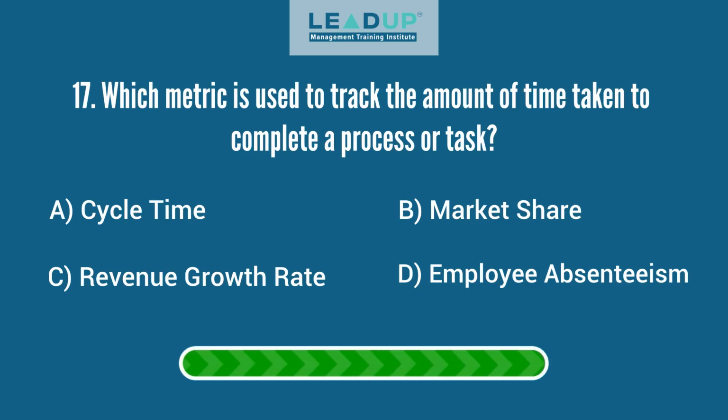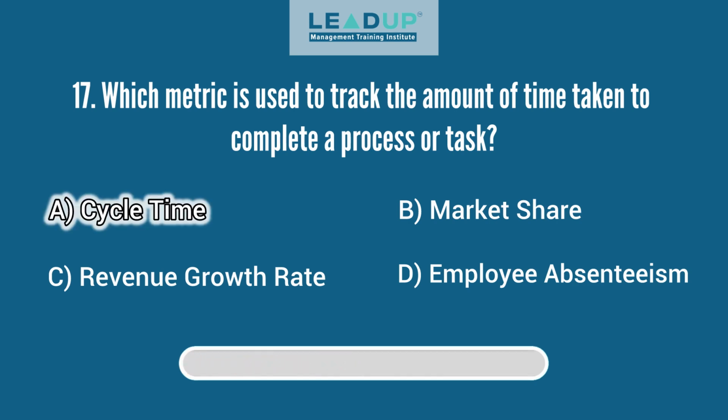Question 17. Which metric is used to track the amount of time taken to complete a process or task? A. Cycle time, B. Market share, C. Revenue growth rate, and D. Employee absenteeism. The answer is cycle time.